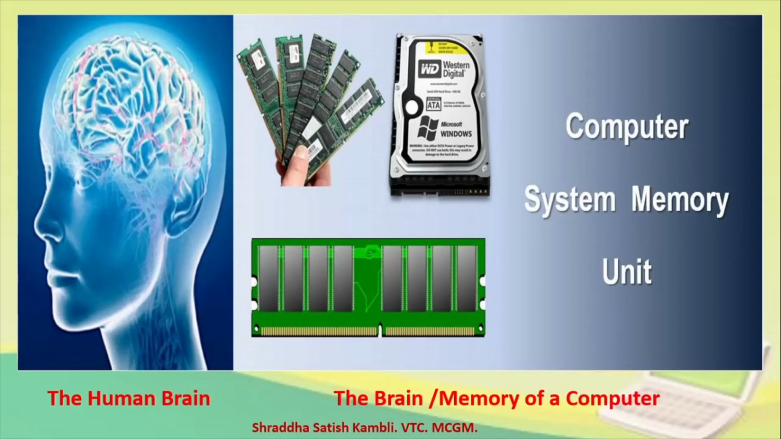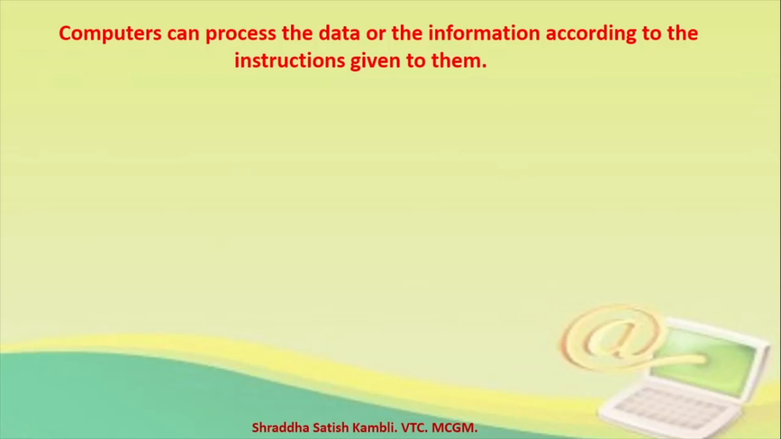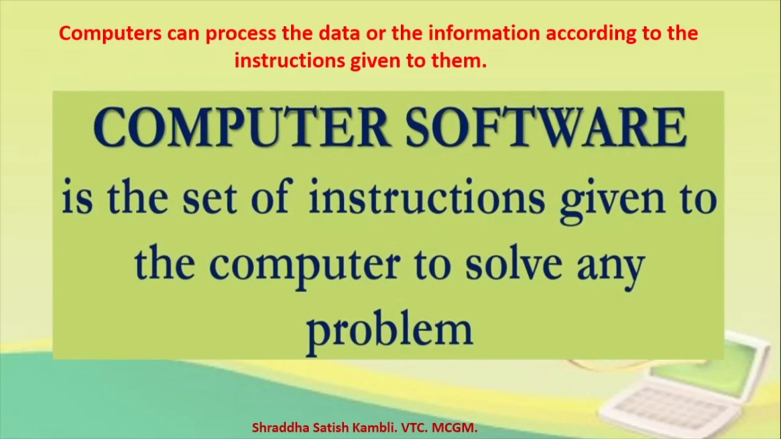Now, how does all this information enter into the memory of the computer? Let us find that out. Computers can process any kind of data or information according to the instructions given to them. So when you buy a new computer, you have to give the computer a lot of instructions. Instruction means you have to literally teach the computer to do things. That is done using software. So what is the software in a computer? It is a set of instructions which are given to the computer to solve any problem.